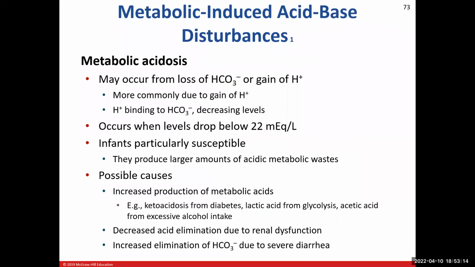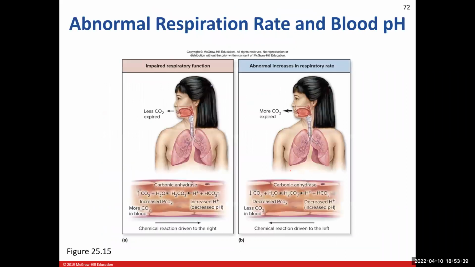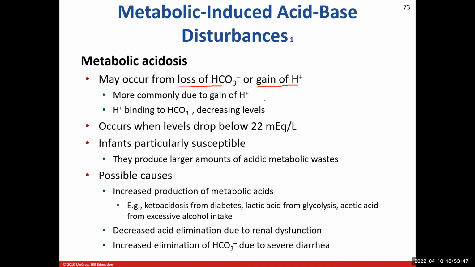All right, so let's talk about the last two acid-base disturbances, starting with metabolic acidosis. When we're dealing with metabolic acidosis, it's either going to be from a loss of bicarbonate or a gain of hydrogen ion. And the gain of hydrogen ion is the much more common issue that we see. From the equation we just looked at, the hydrogen ion is going to bind to that bicarbonate, and when it binds, that is going to decrease the levels of both.